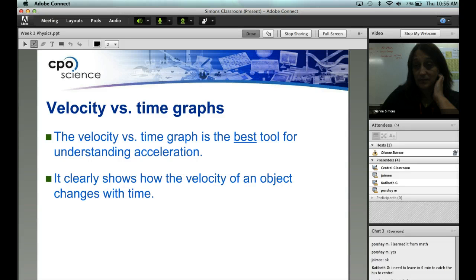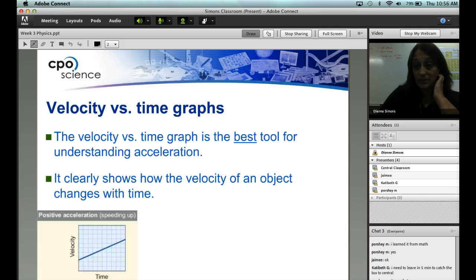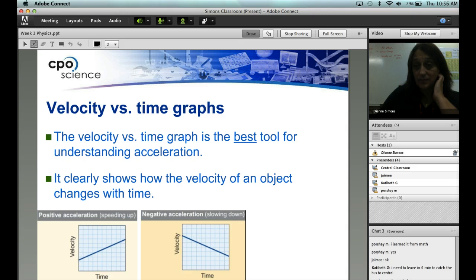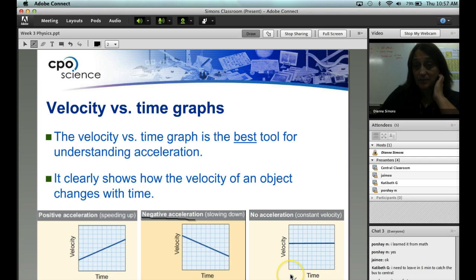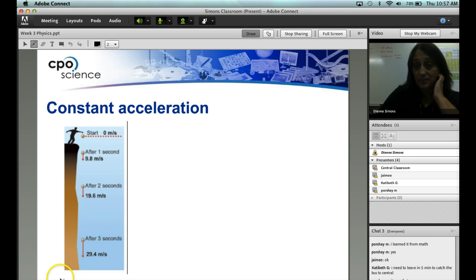So velocity versus time is the best tool for understanding acceleration, and it clearly shows how the velocity of an object changes with time. So down here we have some positive velocity, so it's speeding up. Over here we have negative velocity, the slope is negative, so we have negative acceleration, so it's slowing down. And then right here, if your velocity is constant, then you're not accelerating at all. You're still moving, you're just not accelerating.